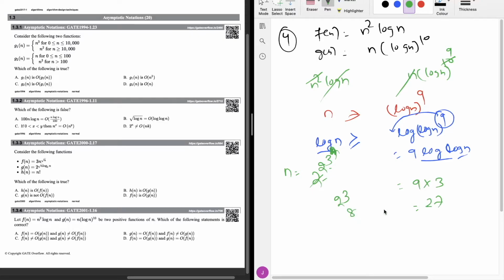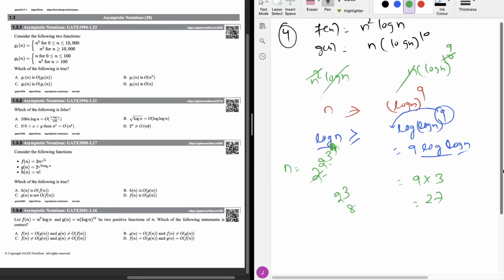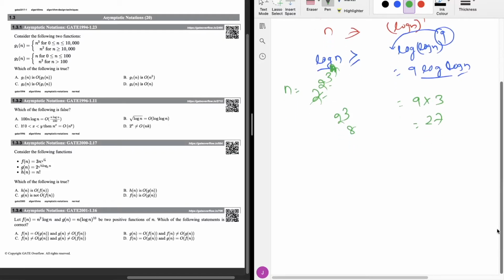So some of you might think that we are getting 8 on the left side and 27 on the right side. So 27 is greater than 8, that means g of n should be greater than f of n. But no, this is not correct, because for some values of n this can be satisfied, but for larger values of n this may not be satisfied. So again take some larger values of n and calculate it, right? So log n is here and log of log n is here, sorry, to power n.